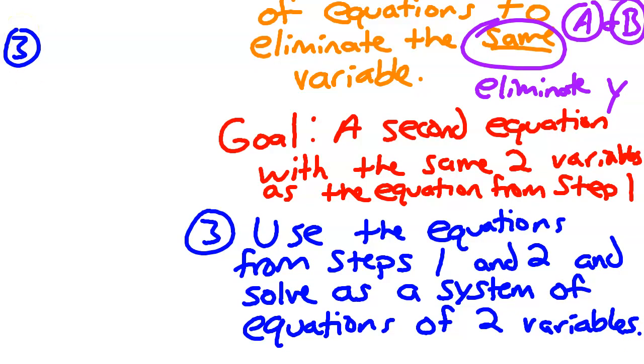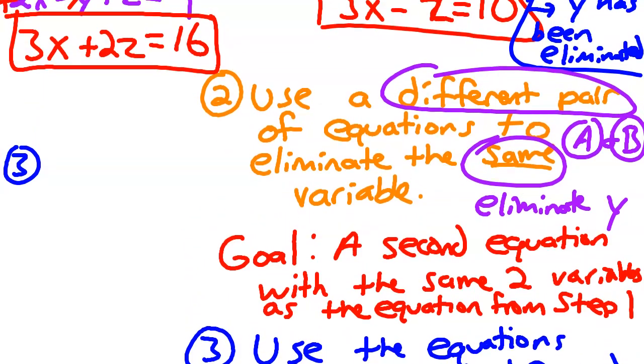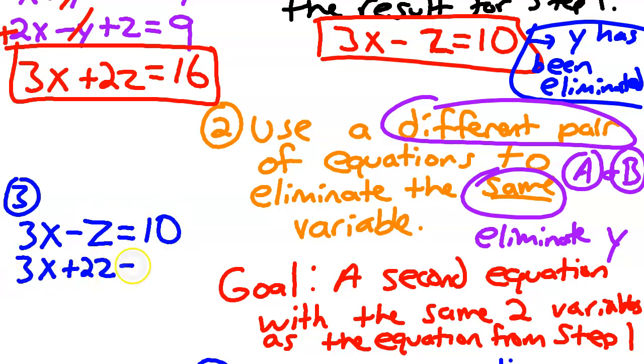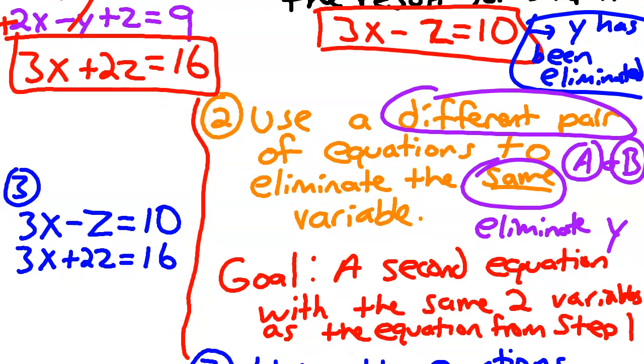Let's grab those two equations from step 1 and 2. From step 1, we had the equation 3x minus z equals 10. From step 2, we had the equation 3x plus 2z equals 16. We're going to put those two equations together and solve them as a system of equations. And so we want to use the techniques that we talked about over the last couple of sections for solving a system of equations of two variables. Let me make some room here to solve this.